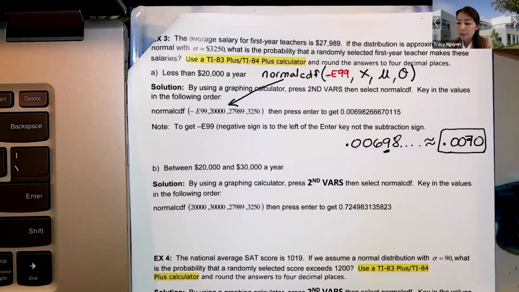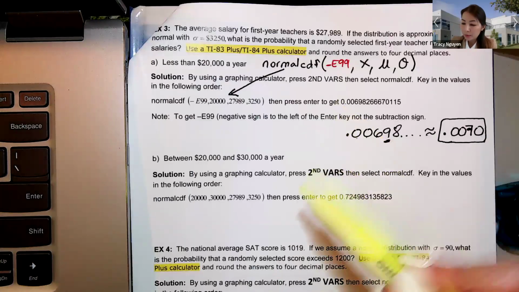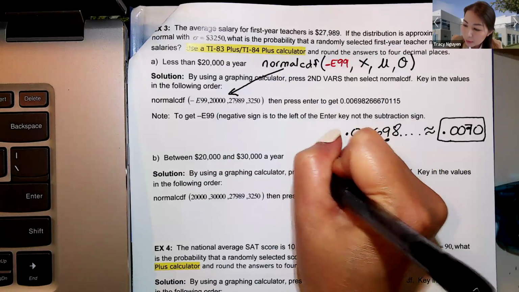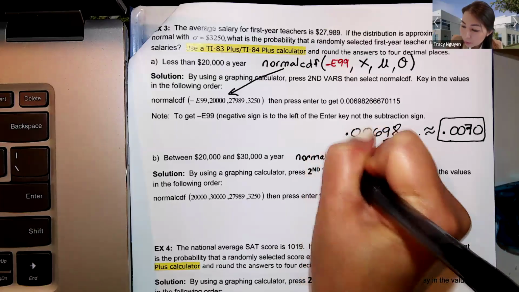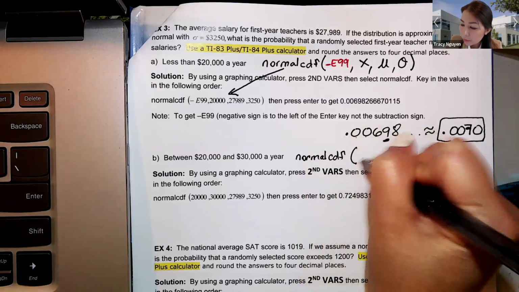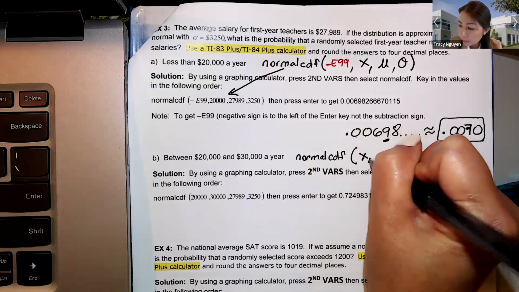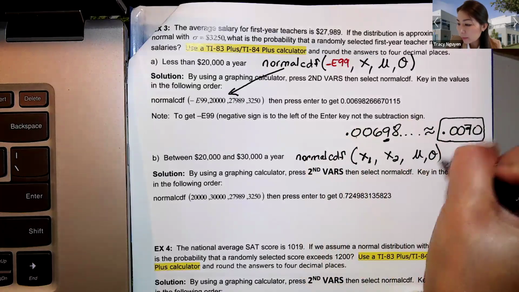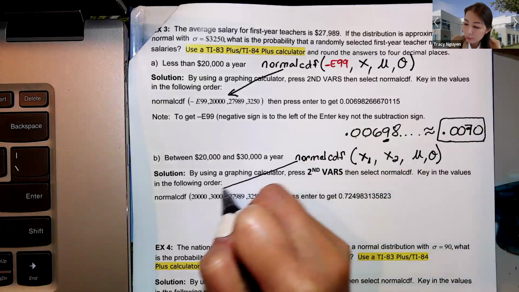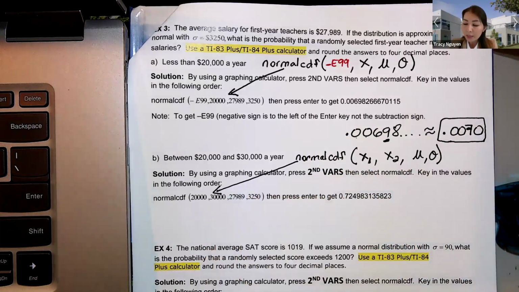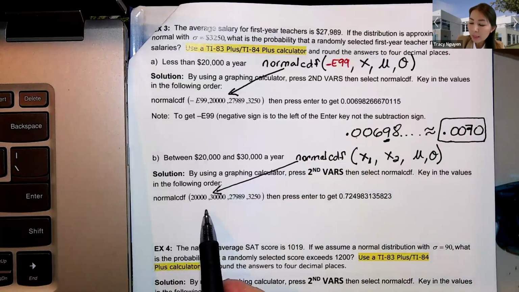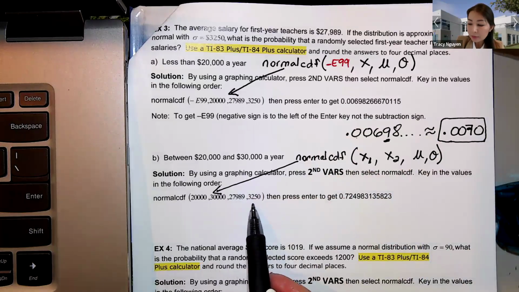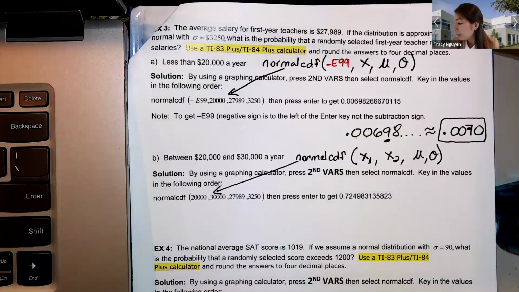The same as what we did in example 2 using the table. So now what we have for our command between, let me write it here first. You use the command of normal CDF, then you have x1, comma, which is your smaller x value, x2, comma, mu, and sigma. All right, then this I'm rewriting down here for you. Okay, so what you have is normal CDF, 20,000, comma, 30,000, comma, 27,989, comma, 3,250, close parentheses, and press enter.